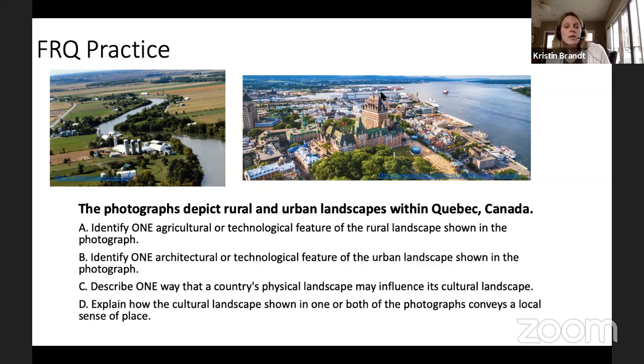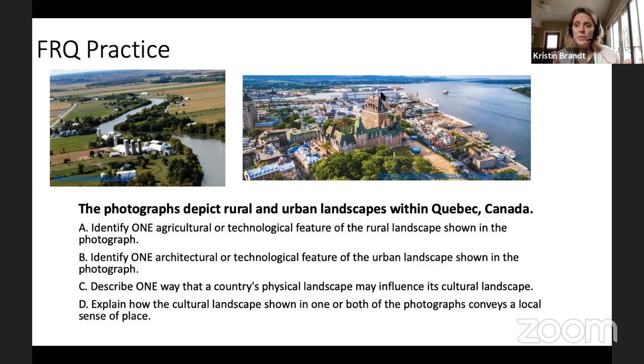Describe one way that the country's physical landscape may influence its cultural landscape. That's really what I was talking about here: it's based off of it. First I just identified, now I'm going to describe. If I identified those long lots, I would talk about how they use the river as the starting point, moving out from the river to ensure access to that resource or available land. If you used metes and bounds instead of long lots, that would probably work as well.